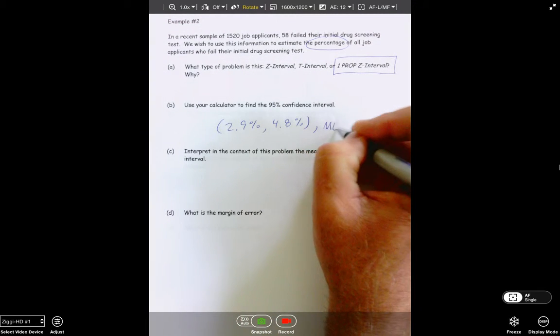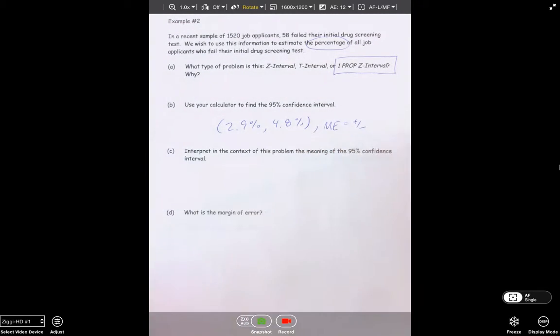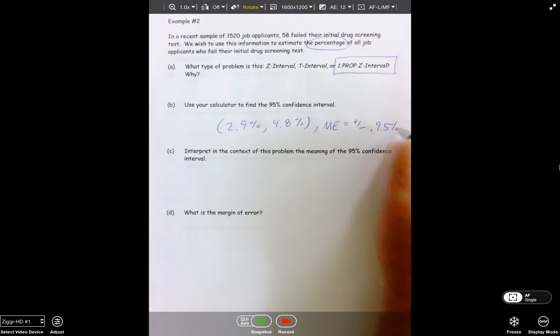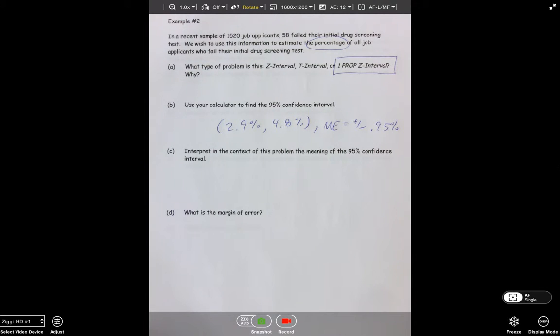Guys, I don't ask you to do the margin of error here, but I kind of always like to. So 4.8 minus 2.9 divided by 2, looks like we get 0.95%. Now we do include the percentage there because it's a percentage problem.